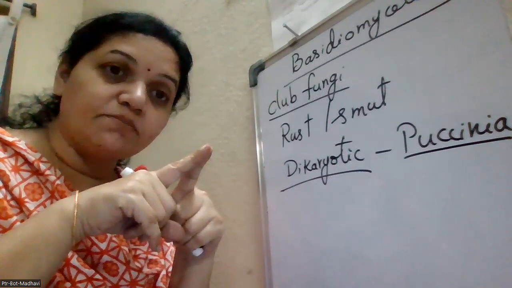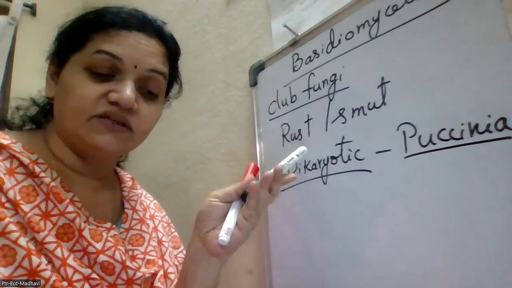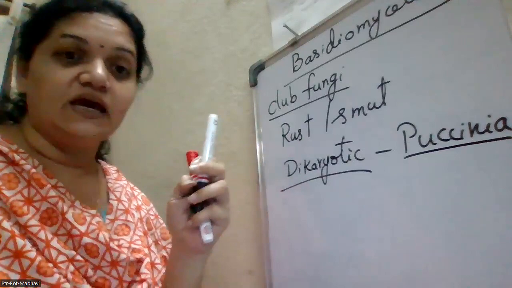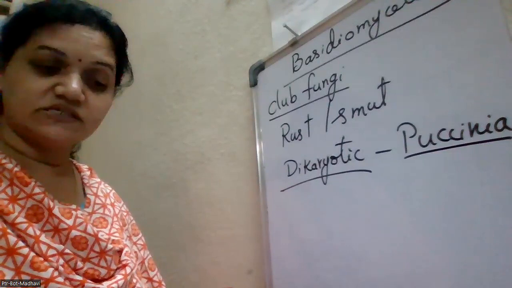At that time, some hyphae will have a single nucleus, and some hyphae will have two nuclei in them. That is the dikaryotic cycle. So in Puccinia only we will see this type of dikaryotic phase as well as single nucleated cells. We cannot say when this will occur in Puccinia itself.